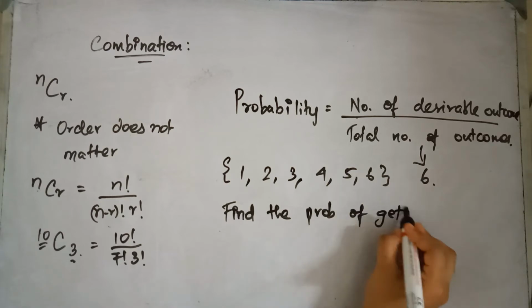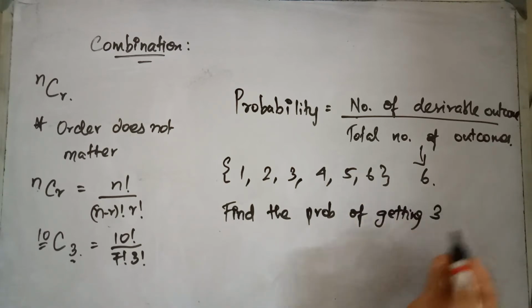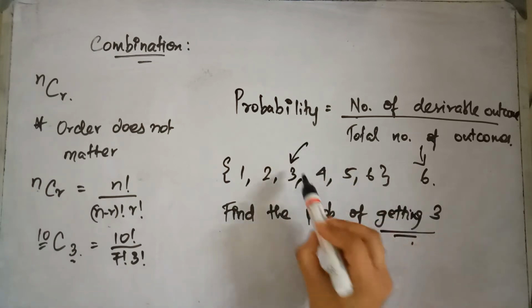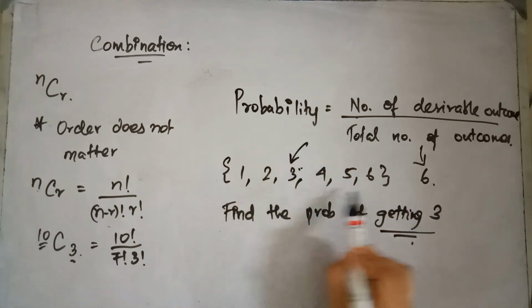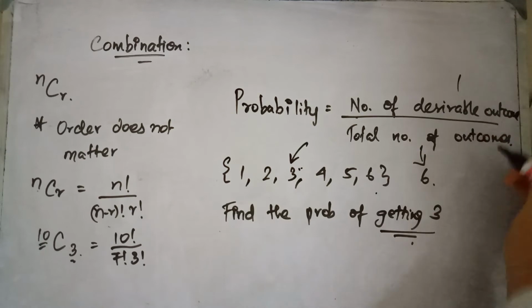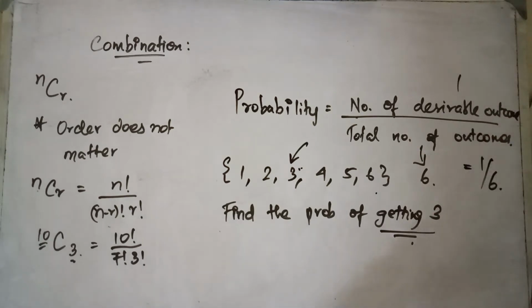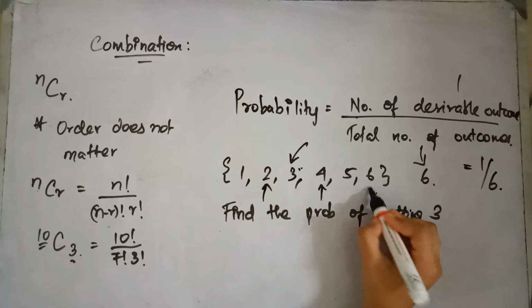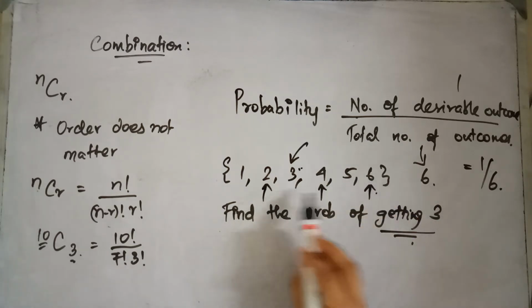Getting 3. So it will be in this particular structure: what is the probability of, and then this will be the desirable outcome. So in this case 3, it's only one possible outcome out of these 6 outcomes. So the probability is 1 by 6. If the desirable outcome is to find the probability of getting a multiple of 2, then it will be this, this and this. So there are 3 desirable outcomes. So this will be 3.